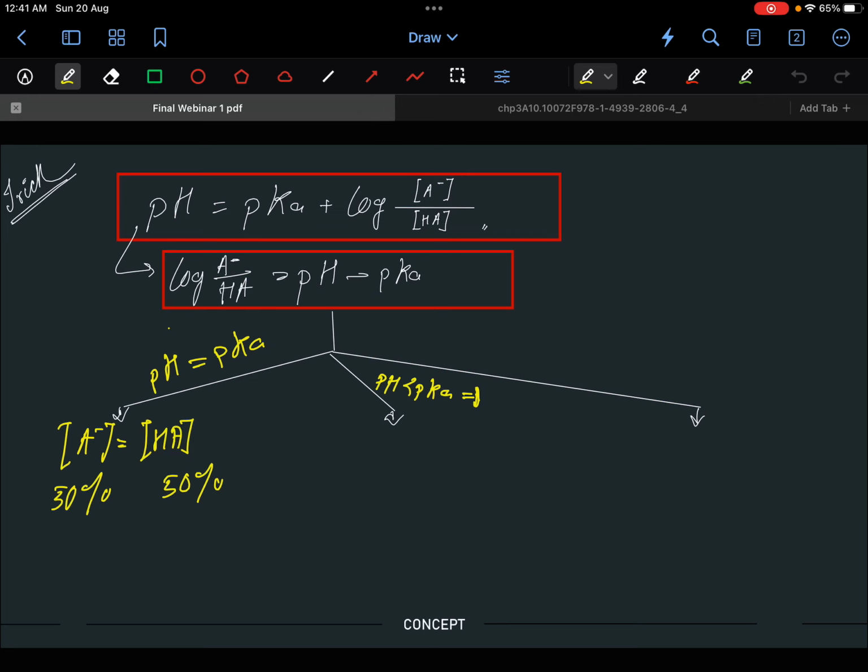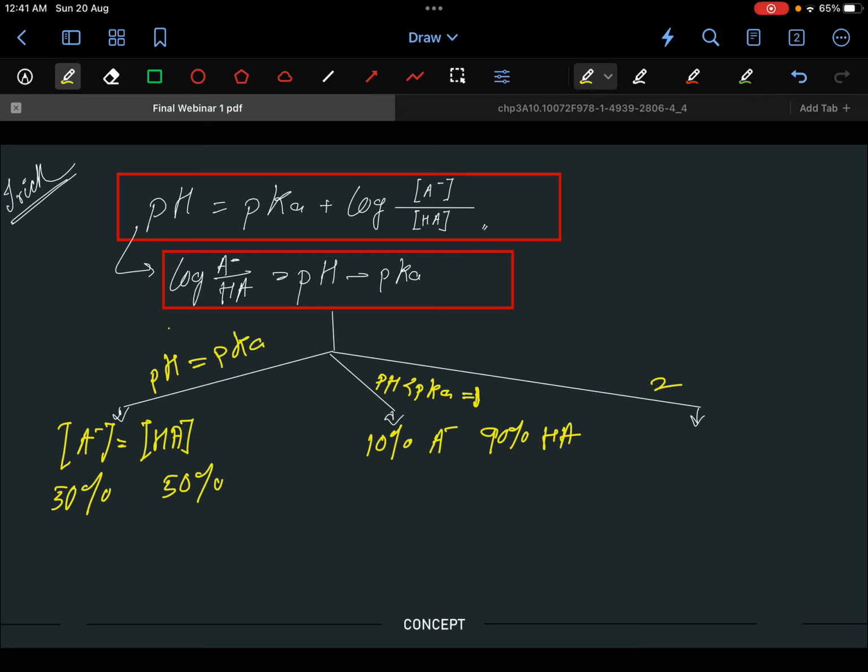So when pH is less than pKa, this part becomes minus 1, and what is the anti-log of minus 1? That is 1 by 10, right? So 10% will be the concentration of A minus, 90% will be the concentration of HA, right? This is the ratio of deprotonation and protonation, and when the difference becomes 2, same, 1 by 100, right?